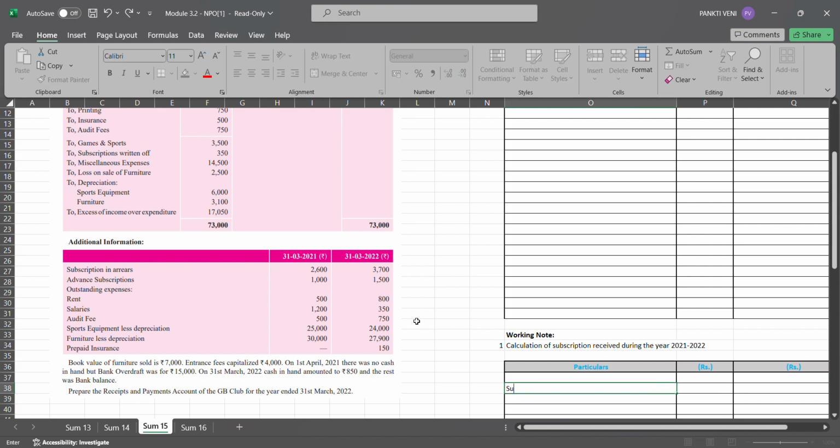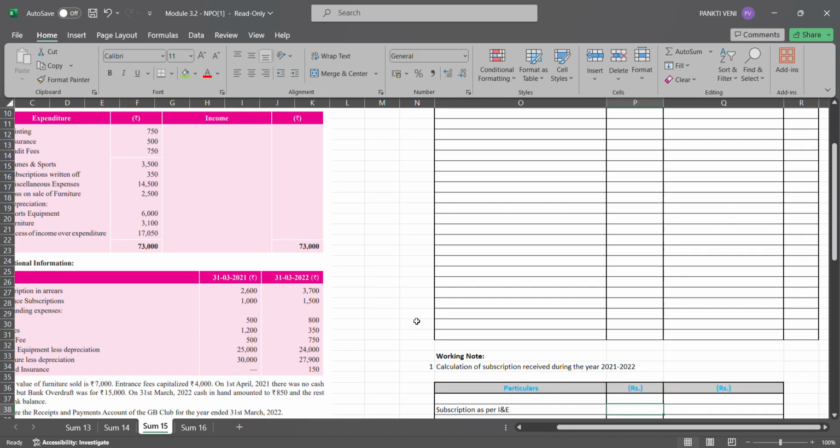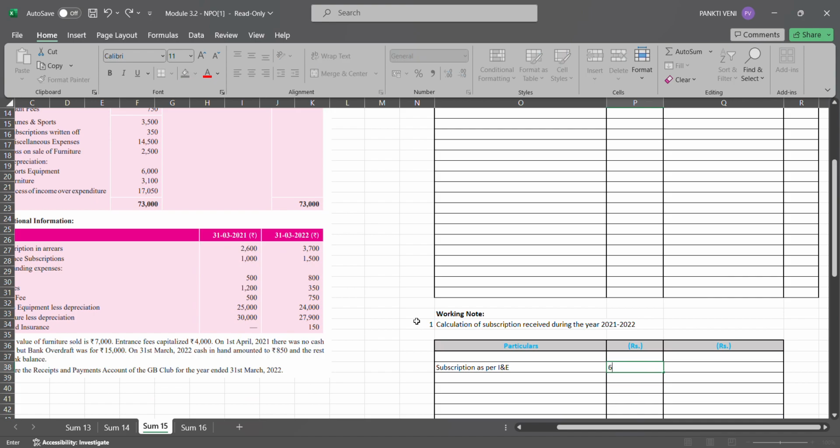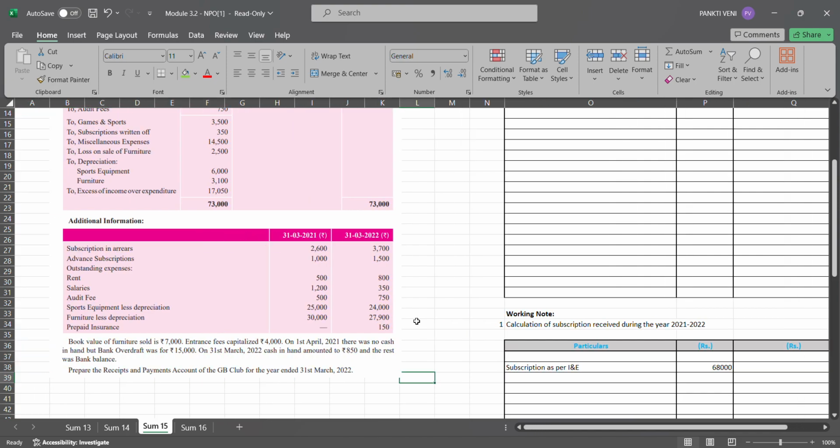Preparation of subscription. First will be subscription as per income and expenditure. You go here and take your income and expenditure figure. It is 68,000. After that, what are we supposed to do? We are supposed to follow this question. So you have subscription received in advance.